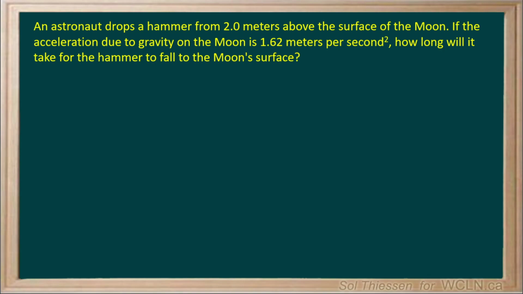An astronaut drops a hammer from 2 meters above the surface of the moon. If the acceleration due to gravity on the moon is 1.62 meters per second squared, how long will it take for the hammer to fall to the moon's surface?